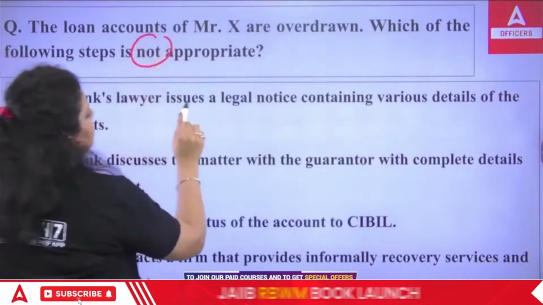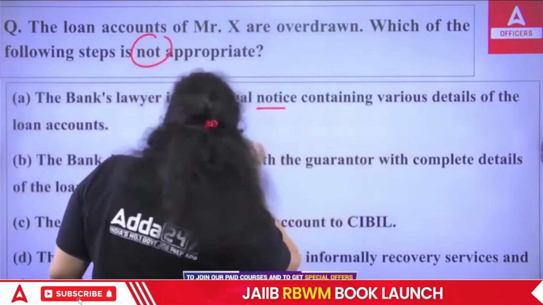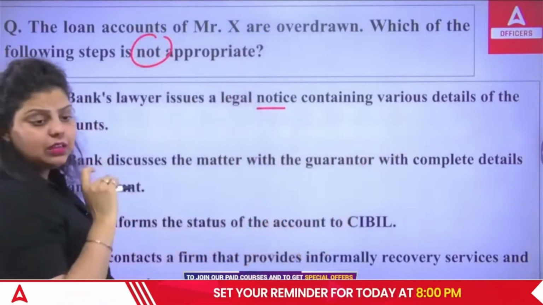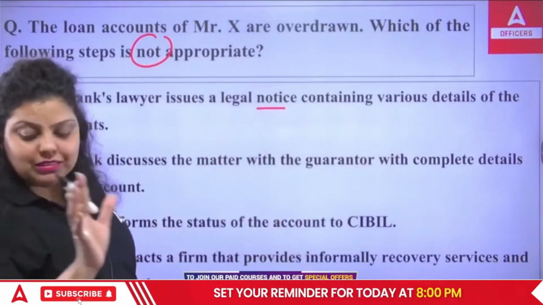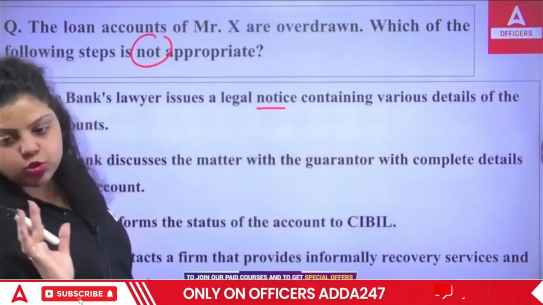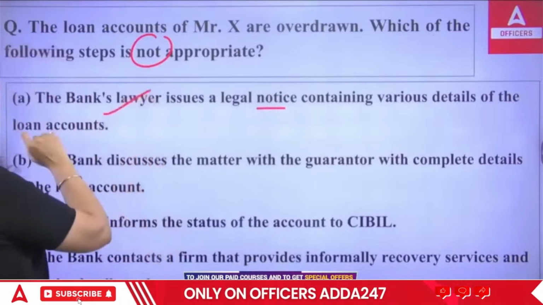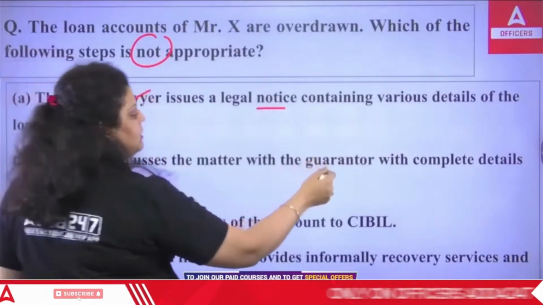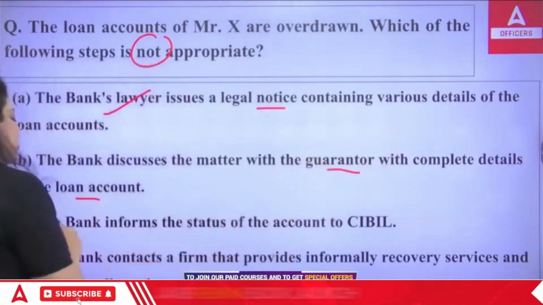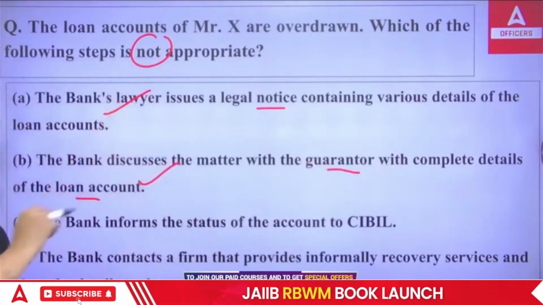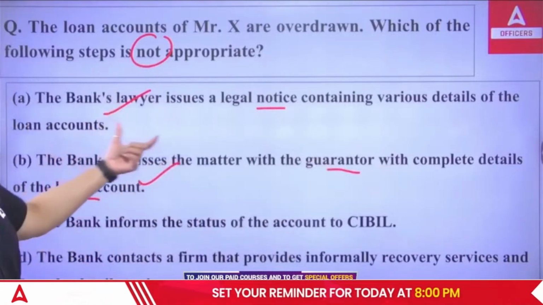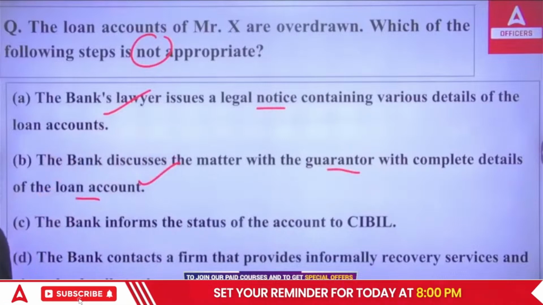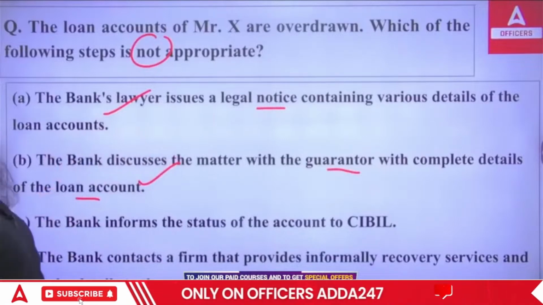First, the bank's lawyer issues a legal notice containing various details of a loan account. This is an appropriate step. Now, after seeing the overdrawn limit, you have to issue a legal notice. This is true. The bank discusses the matter with the guarantor with complete details of the loan account. This is also true. After facing the overdrawn condition, you have to talk with the guarantor about that. The bank informs the status of the account to CIBIL.